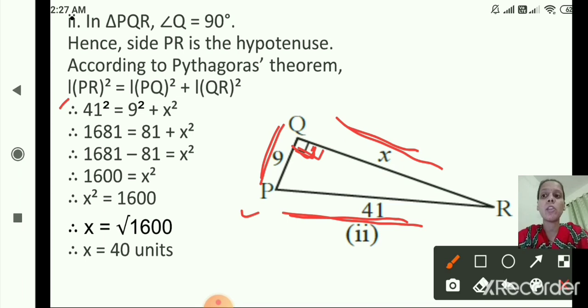Now we'll put the values. Here PR is given, that is 41. So 41 square. The length of PQ is given, that is 9, so 9 square, plus QR, which is not given, that we have to find out. So we'll write down x as it is. So 41 square is equal to 9 square plus x square.